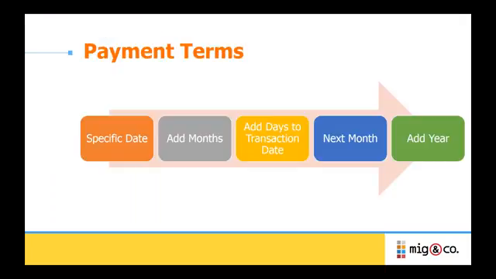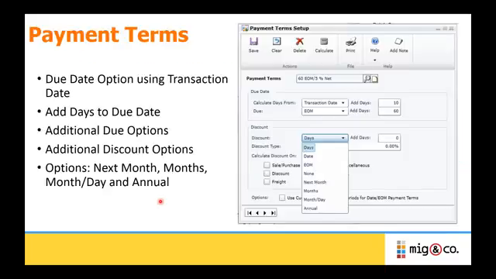I discussed some of the improvements to the payment terms. They've added some additional information that allows you to create more complex payment terms in the system. You can set specific dates, add months. You can add days to your transaction date, 5 days after, that type of thing. Next month, and you can actually add a year. So here's an example of the payment term setup that they've added to GP 2015.